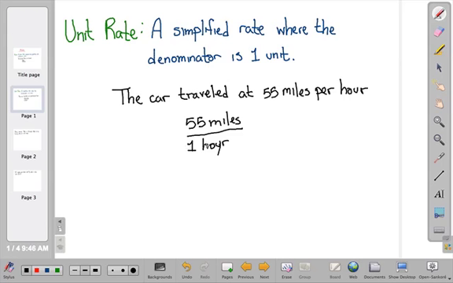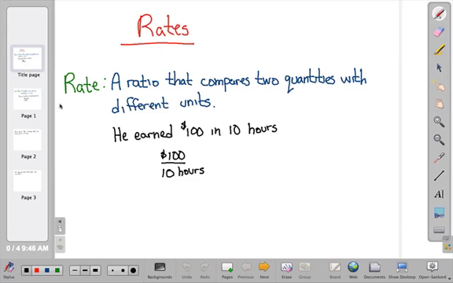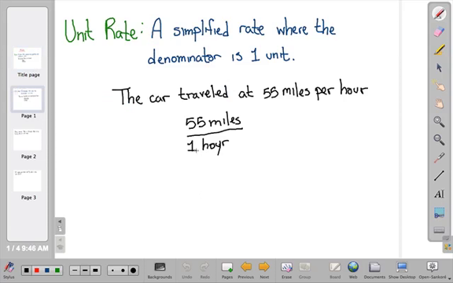So it's 1 hour, only one here, compared to our previous example where we had 10 hours. That isn't a unit rate because we don't know how much it is for just 1 hour. Whereas down here in this example, this is a unit rate because we have 1 hour. That means in 1 hour, you're going to go 55 miles.